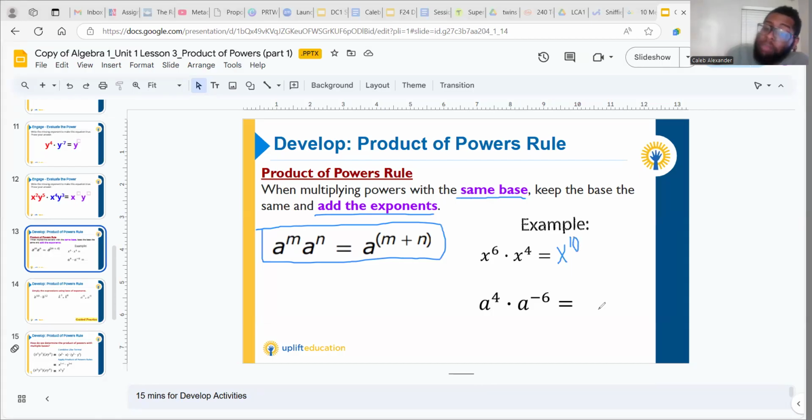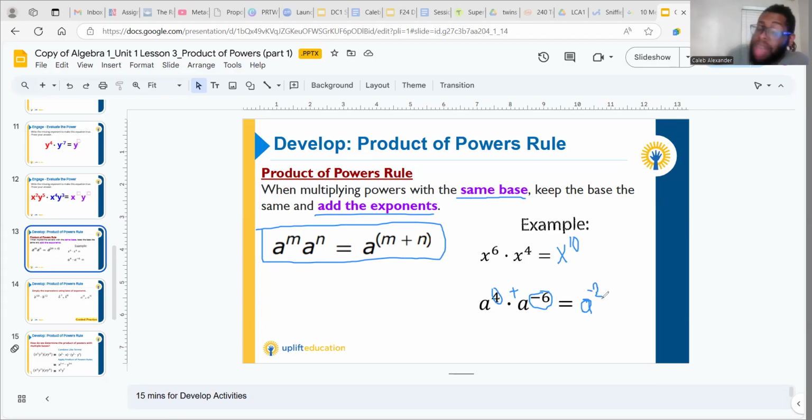Now someone tell me what we get for a to the 4 times a to the negative 6. No, it's not negative 10. So let's look carefully in this case. We add 4 and negative 6. Remember, the higher number in this case is the negative, so we have to have a negative answer. What is 4 plus negative 6? Can you tell me? Okay, we get negative 2.